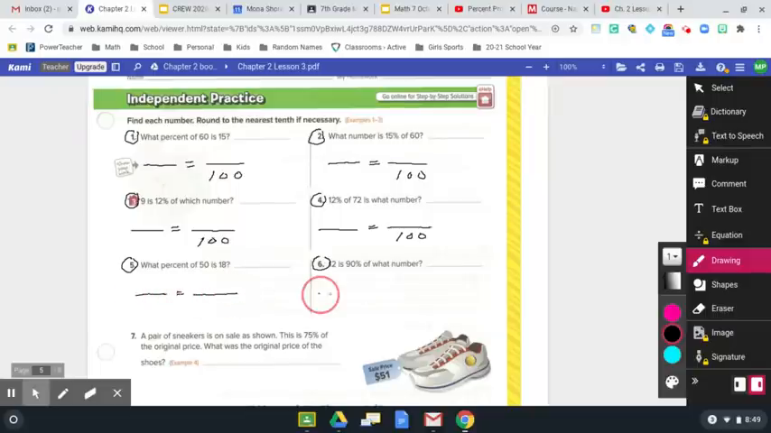So 1 through 6 is it for today. And again, after you check your answers, you're all set. You should then have some time for Alex at the end. See you tomorrow.